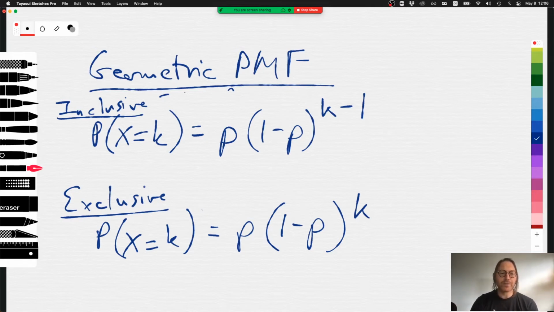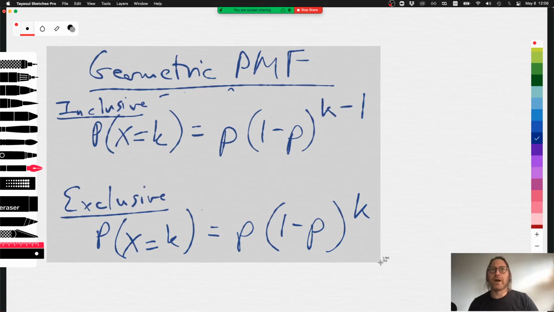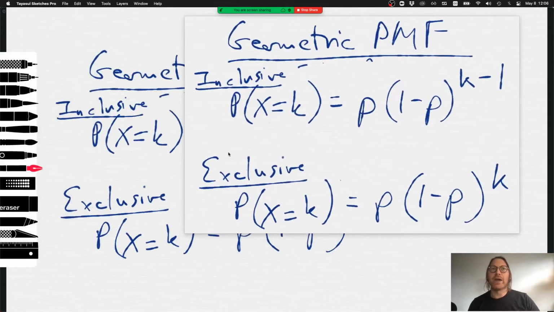So let's see if I have an example. Let's see. Yeah, let's think about an example, because I think that will be helpful at this point. I don't actually have one on hand, but I can just make one up.